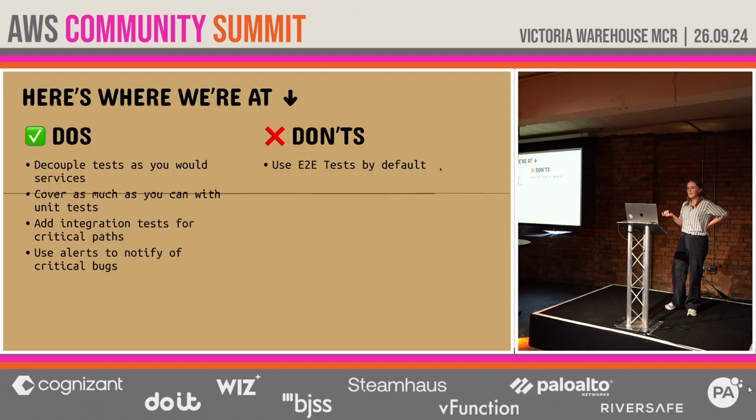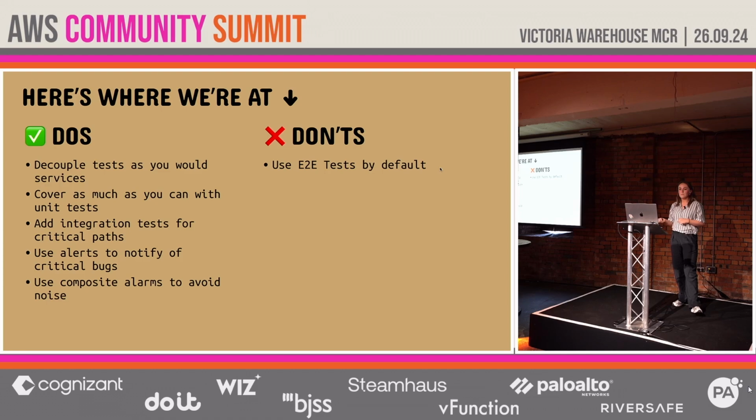So back to our list, we want to use composite alarms to avoid noise and use alerts to notify critical bugs. When I say it's a trade-off, sometimes I've come across scenarios where you could spend ages trying to test something that's just awkward to test. If it's not working for you and it's a nightmare to test, then sometimes it's better to have the alarms in production and have things roll back if you're using Canary and just be able to revert those things really quickly.